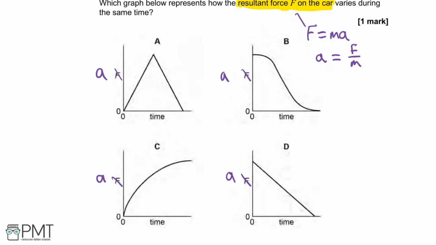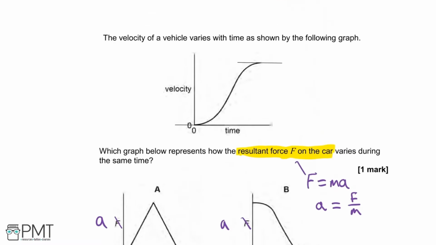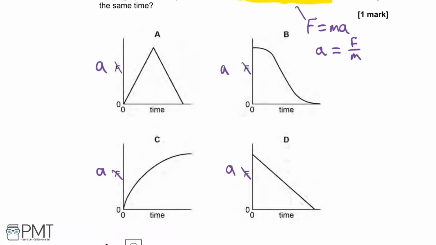But let's just look into this a little bit more. We can see that the acceleration, or the gradient of the original graph, is greatest at the middle. So what we should expect is that where that gradient is the highest at the middle, the acceleration of that car should be highest at the middle of its journey. Now, of these 4 graphs, the only graph, again, with a maximum at the middle of the journey is going to be A. So A is the correct answer.